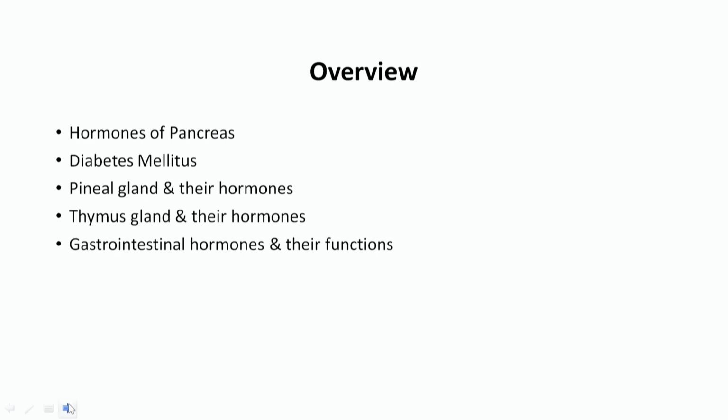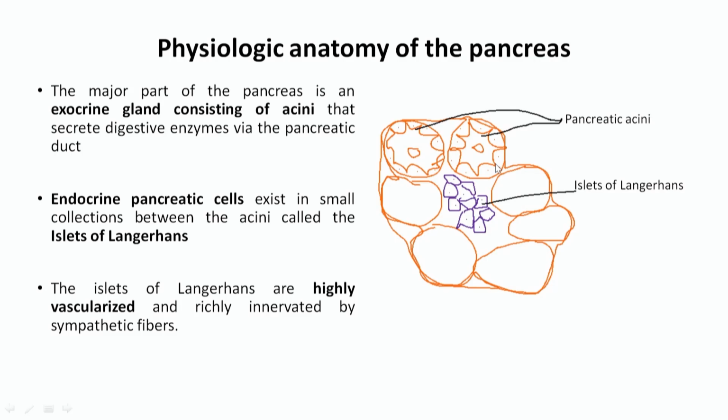As we know, the pancreas acts as both an endocrine as well as an exocrine gland. The exocrine part is the pancreatic enzymes, and the endocrine part consists of different cells in the pancreas called the islets of Langerhans, where different types of cells secrete different types of hormones.